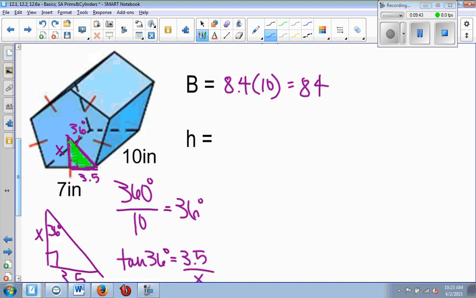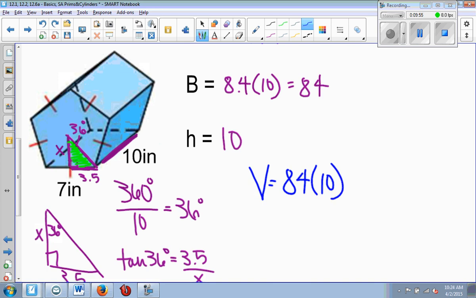And then the height of the prism, distance between the pentagon bases, is also 10. To find the overall volume, all I have to do is multiply big B by H, and I get a volume of 840 inches cubed. Like I said, most students usually find volume a lot easier than surface area because it requires less work and the formula is more simplistic.